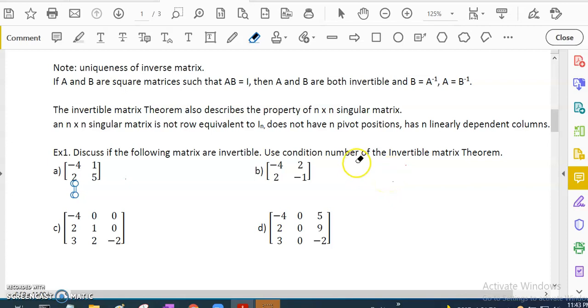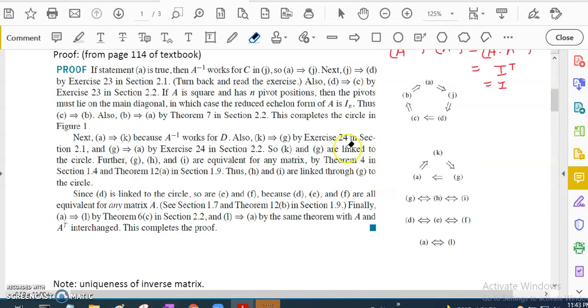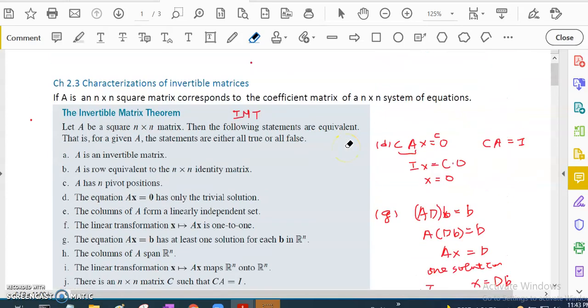Hello, linear algebra student. This video is for chapter 2.3, part 2. We continue with characteristics of invertible matrices and the application of the invertible matrix theorem, IMT.